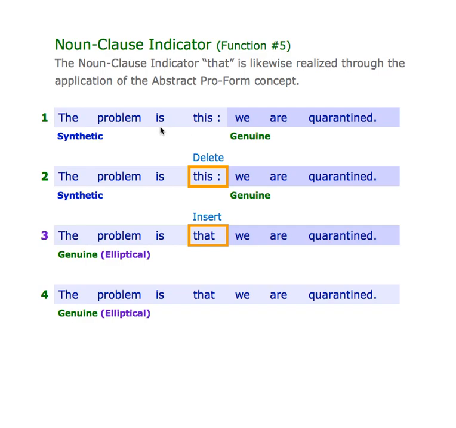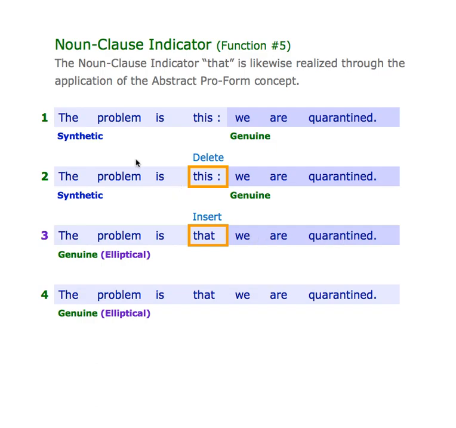Okay, so here's our original sentence. Now, we delete "the problem is", okay, we delete the word this and the colon, and we're left with we are quarantined. Now that's genuine or independent, that can stand by itself, but now you see this side can't stand by itself, all right? So we insert the word that, but the word that is not a distinction indicator here. It's a noun clause indicator. The problem is that. Now that tells us that a noun clause is coming. We are quarantined. All right?